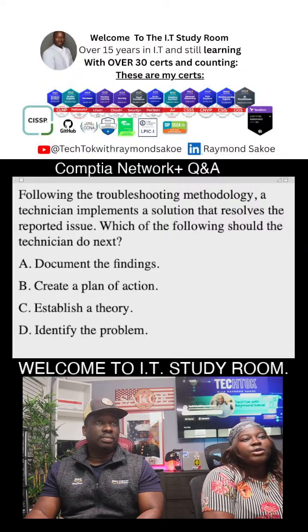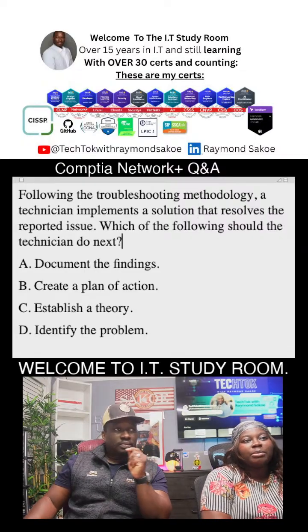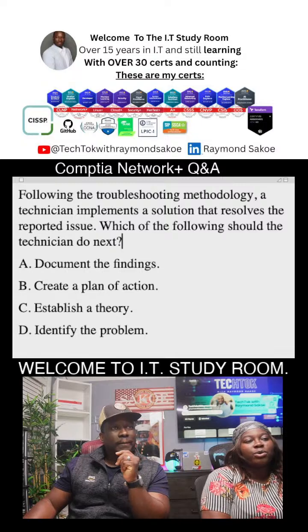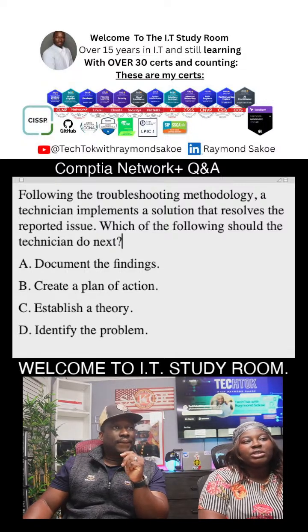All right. Following the troubleshooting methodology, a technician implements a solution that resolves the reported issue. Which of the following should the technician do next?